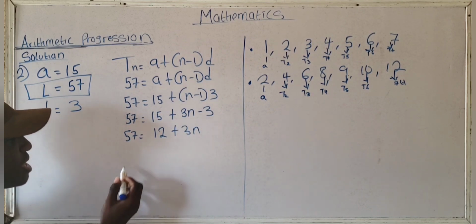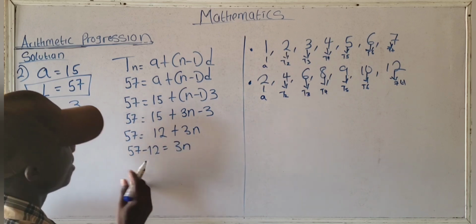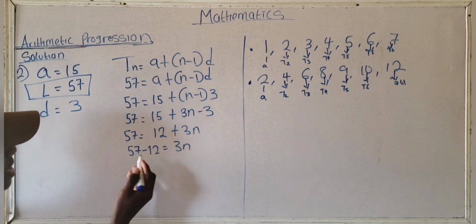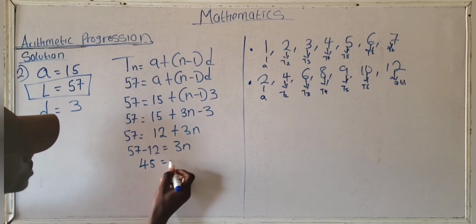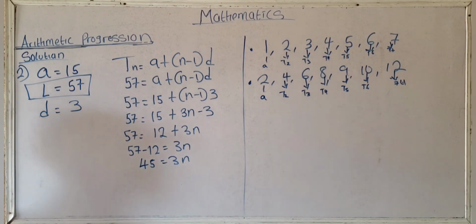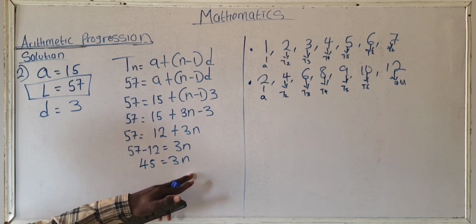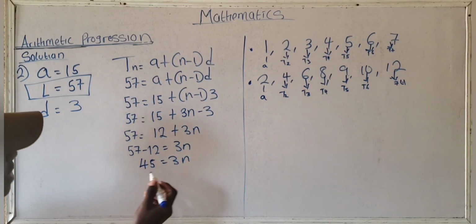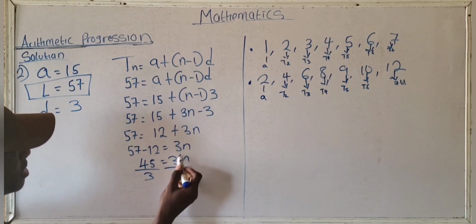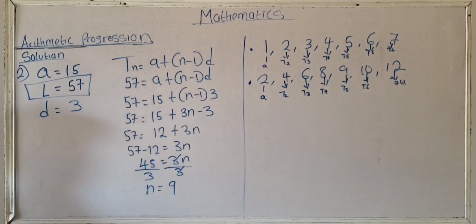Now, I'm going to collect like terms. 57 minus 12 equals 3n, okay? 57 minus 12 is 45, okay? So I'm going to have 45 equals 3n. So to get the value of n, you see, the number of terms that this sequence contains is n. You understand? Okay? So I'm going to divide both sides by 3. So this divided by 3, this divided by 3. n equals 9. Okay? So this sequence contains 9 terms.